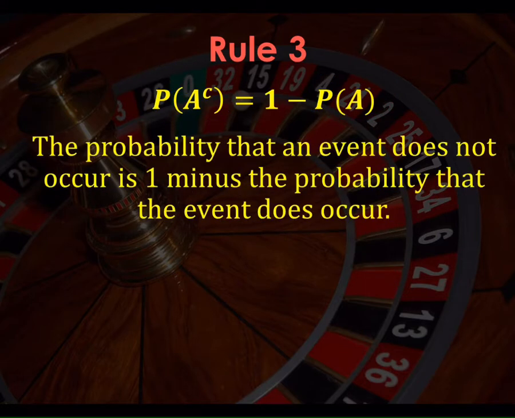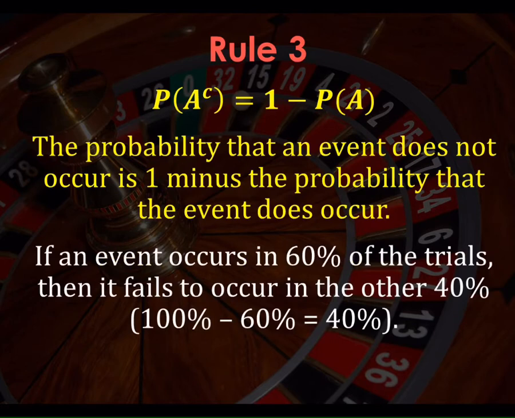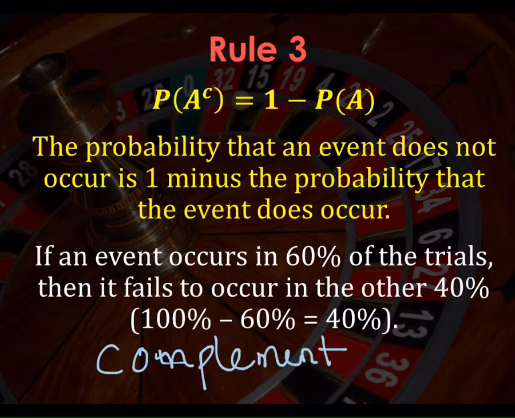Here's rule 3. The probability that an event does not occur is 1 minus the probability that the event does occur. So for example, if an event occurs in 60% of the trials, then it fails to occur in the other 40%. So that's the idea of a complement. Sometimes it'll help you with a problem to not use the probability that an event happens, but the probability that the event does not happen, and use that in your calculations. So this is the idea of a complement. Notice complement is spelled C-O-M-P-L-E-M-E-N-T with an E there. This is not something nice you say to somebody. This is something that completes something else.